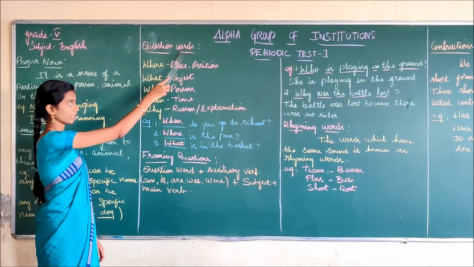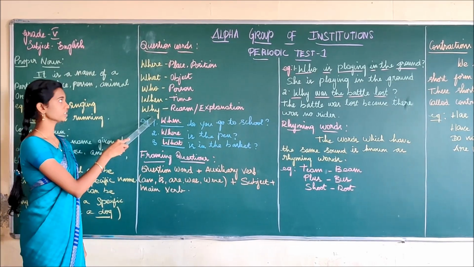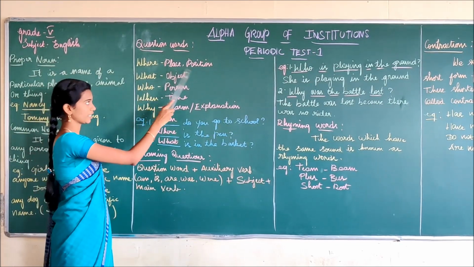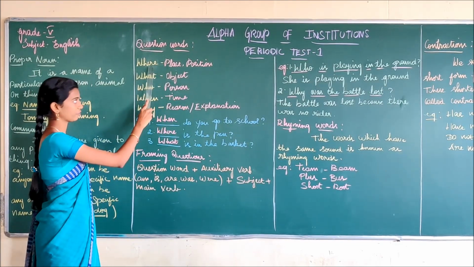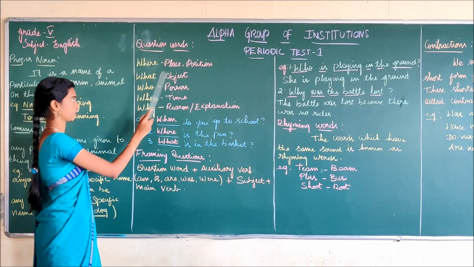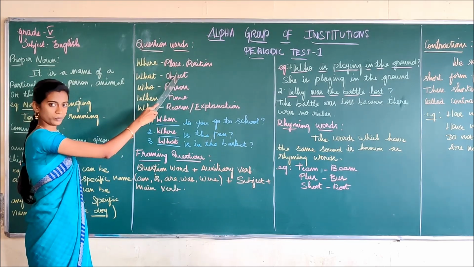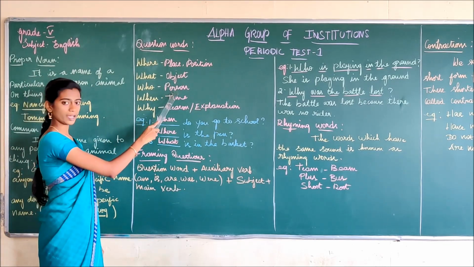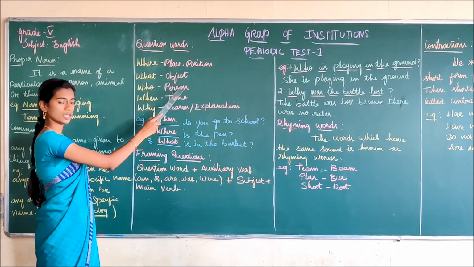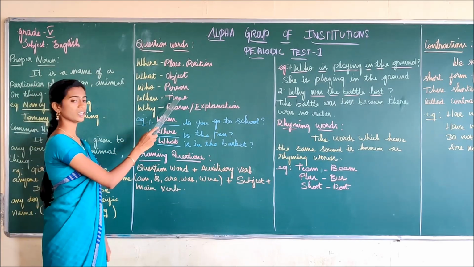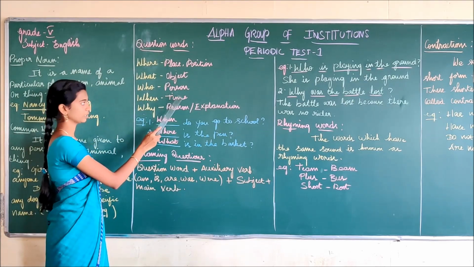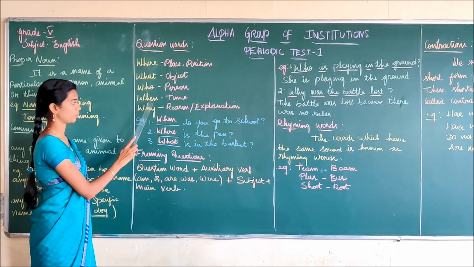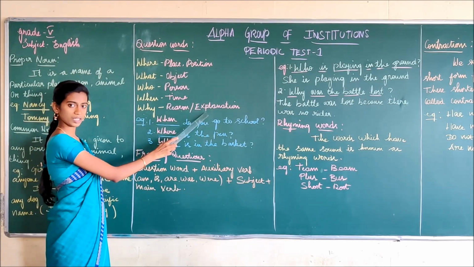Next, question words. I have given you some question words. Let us see what the question words refer to. Where refers to place or position. What refers to the object. Who refers to the person. When refers to the time. Why refers to the reason or the explanation.